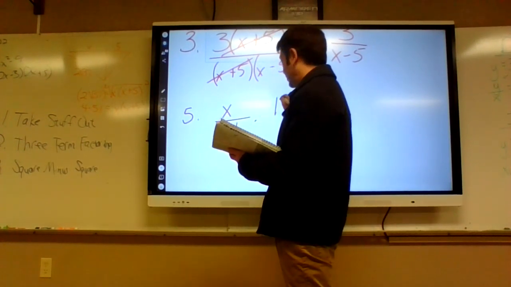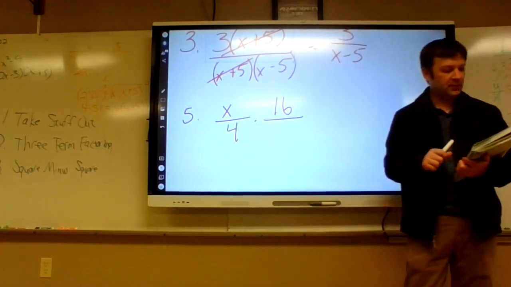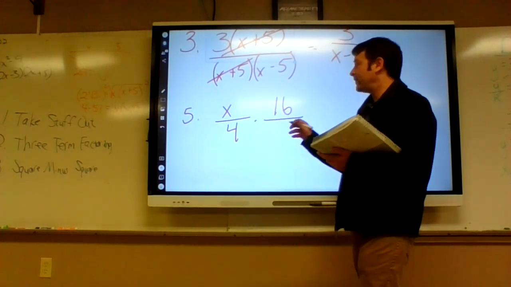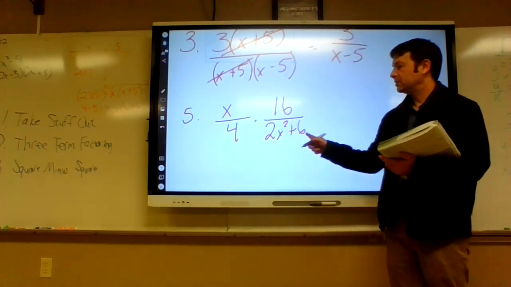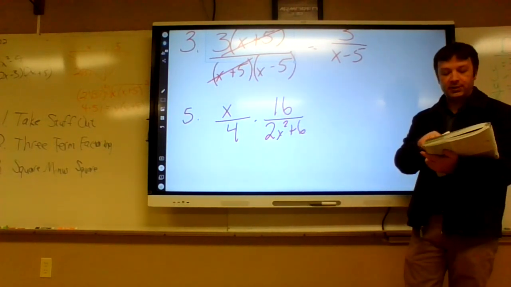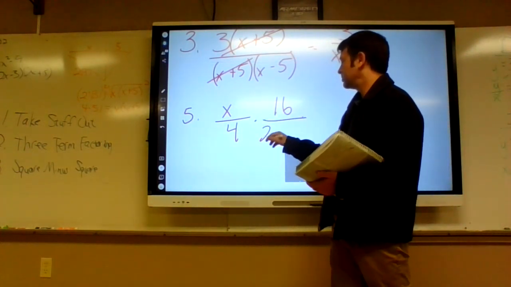How can I factor 2x squared plus 6 over there? How can I factor the 2x squared plus 6 right here? Take a 2 out. And then when you take a 2 out, what's left? Whoopsie.